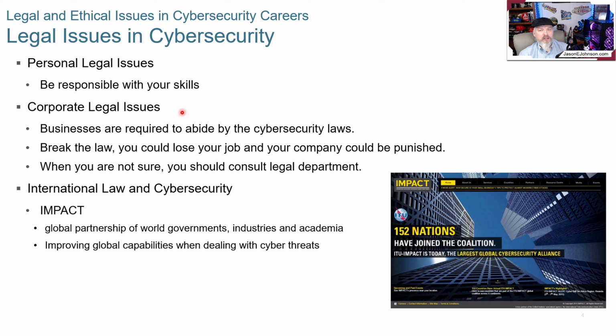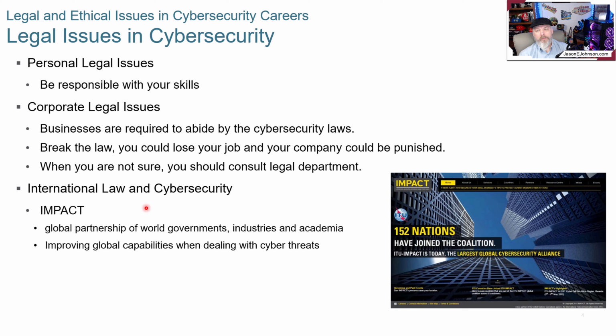There are corporate and legal issues. Businesses are required to abide by cybersecurity laws, and therefore they have to employ people that come in and put things in place for the cybersecurity. Break the law and you could lose your job, and your company could be punished, thrown in jail, lose money, the company could go bankrupt. And when you're not sure, you should consult the legal department. So when you're working in cybersecurity with a company, you want to make sure that you're working closely with legal to make sure that the things you're putting in place and the things you're doing abide by the law. When in doubt, ask legal. Have them verify everything. You also have international law in cybersecurity.